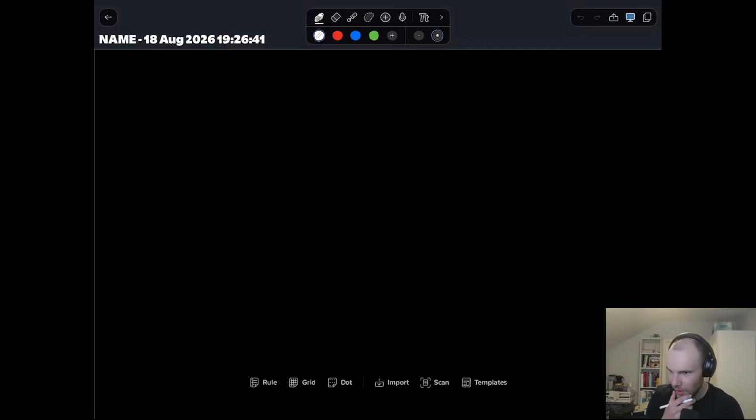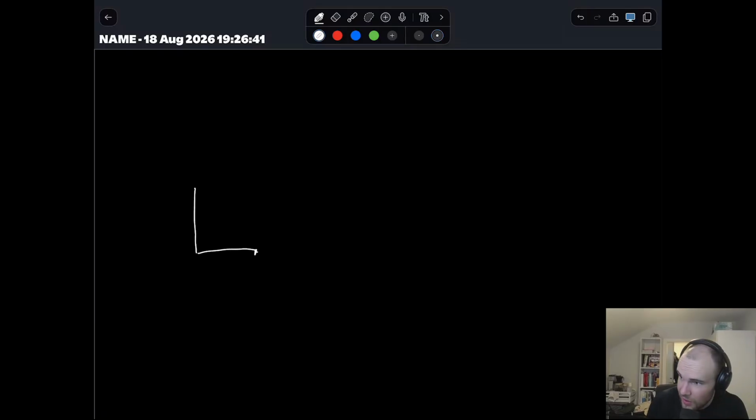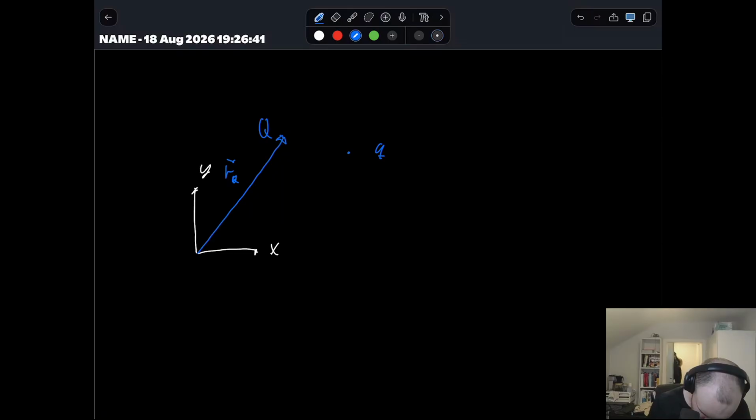So Coulomb's law. Let's say we have some coordinate system, right? This is our coordinate system, x and y. Then let's say that there's some charge, right? Some charge Q here. Then I have a vector to that charge Q, let's call it r of capital Q. Then I have another charge here, small q, and we have r of small q there.